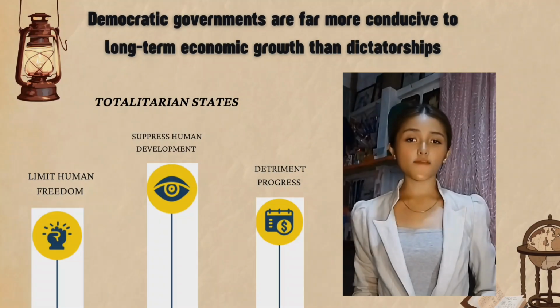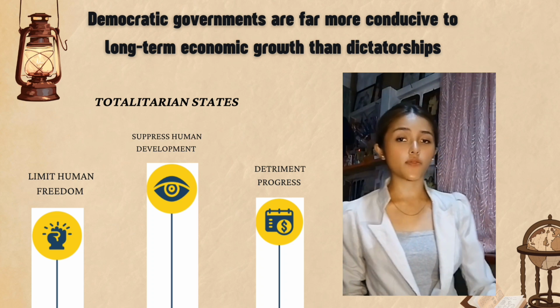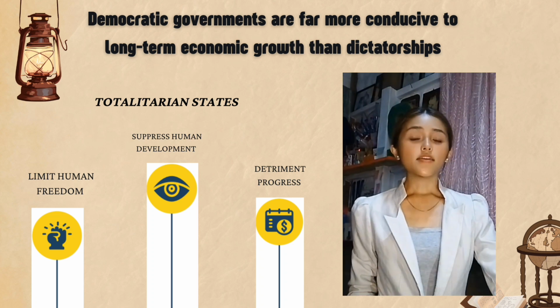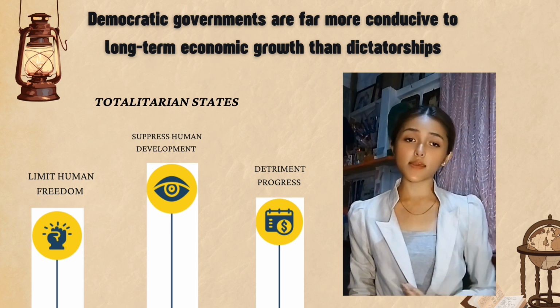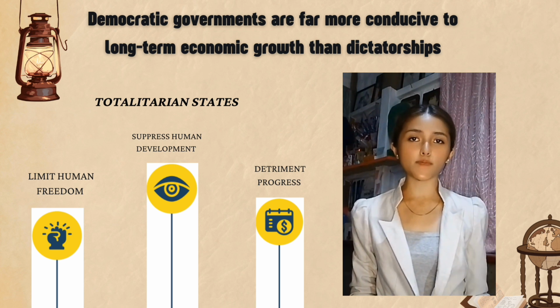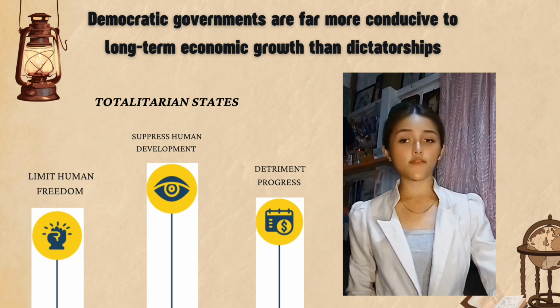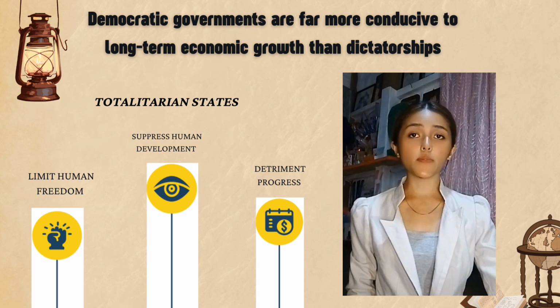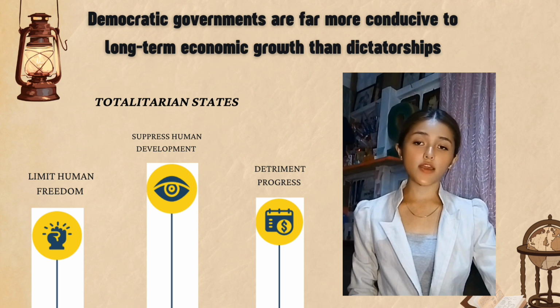Democratic governments are far more conducive to long-term economic growth than dictatorships. Democratic governments promote transparency, accountability, citizen participation, and foster innovation, and also investment. In totalitarian states, we have limited human freedom, which suppresses human development and determines progress.